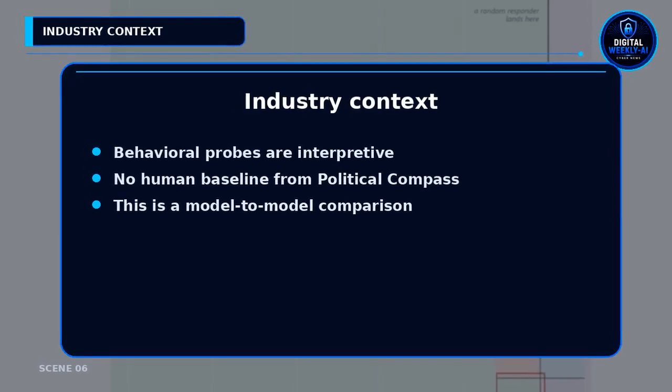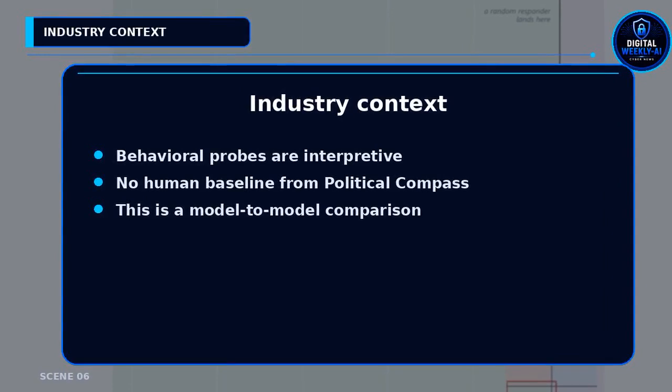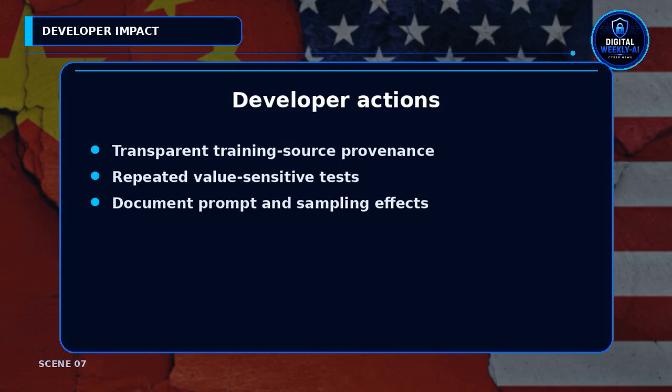Behavioral probes are interpretive tools. They highlight tendencies, but not absolute truth. Unslop and the Register note limits to scientific rigor. Political compass creators do not publish human baseline aggregates, so results are model-to-model comparisons, not calibrated human comparisons.